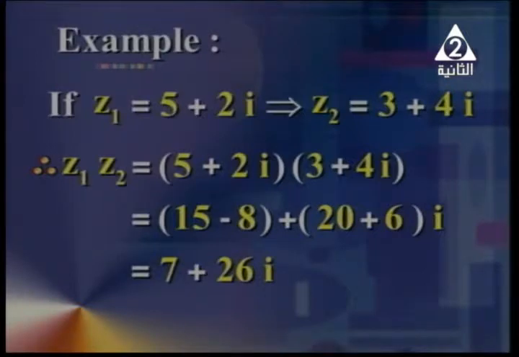When we multiply z1 times z2, two complex numbers, the answer must be complex, except when the two numbers are conjugates of each other. If z1 and z2 are conjugates, then the product of the two of them must be a real number.